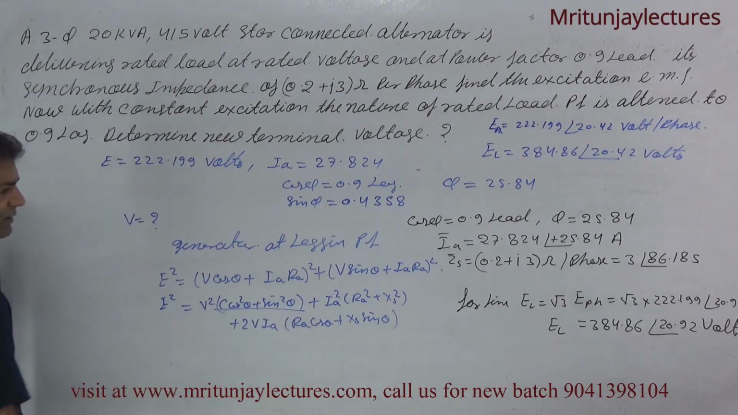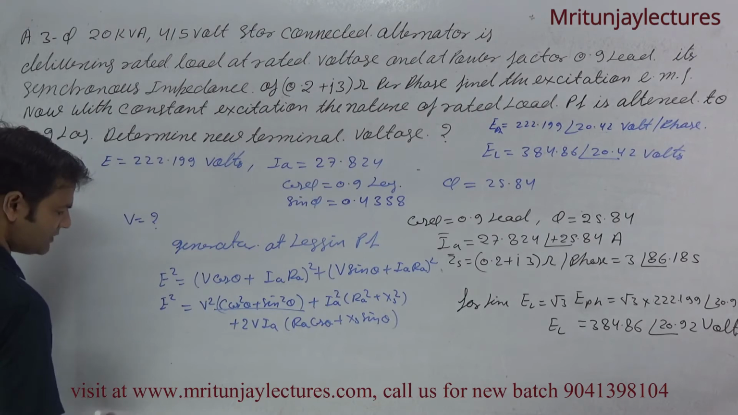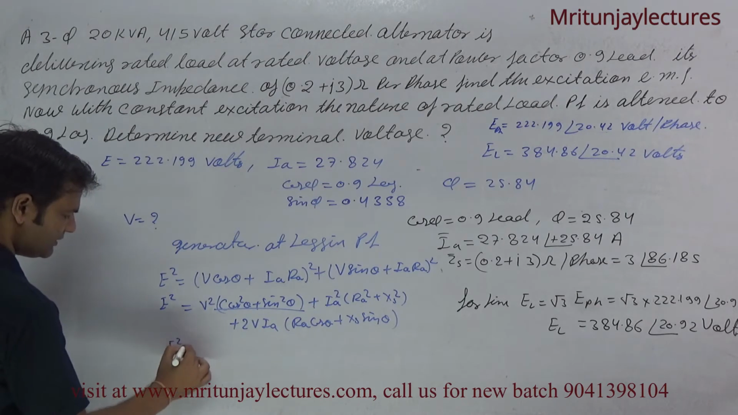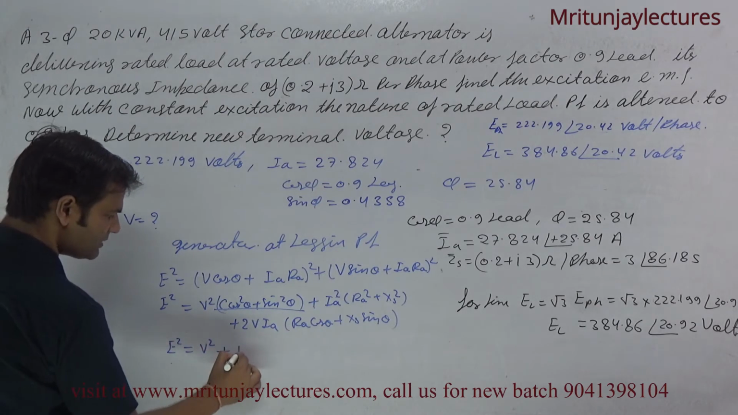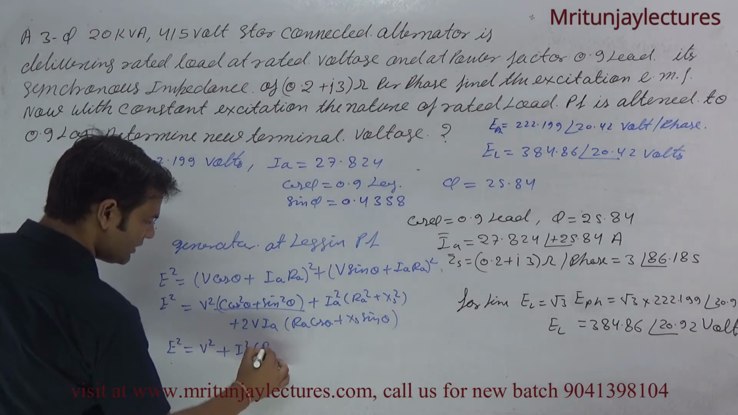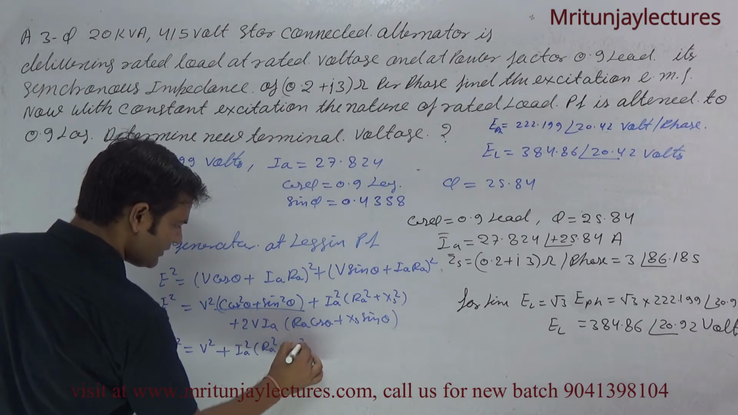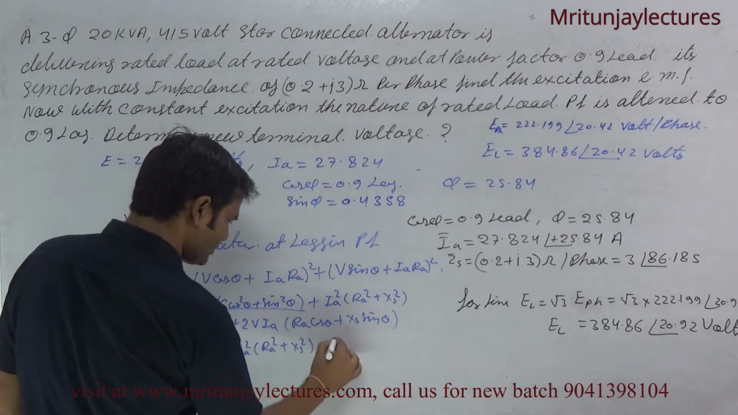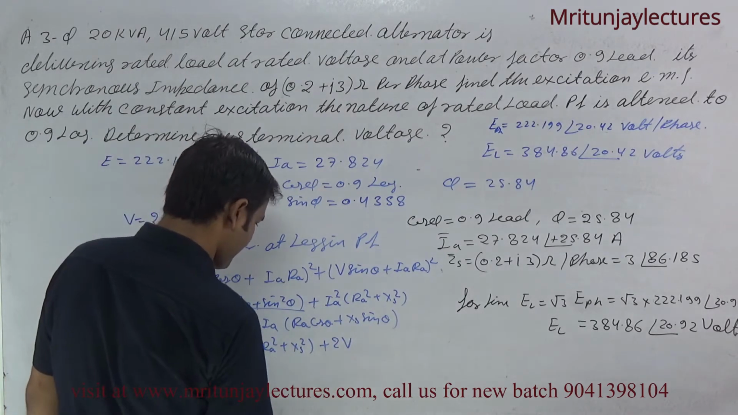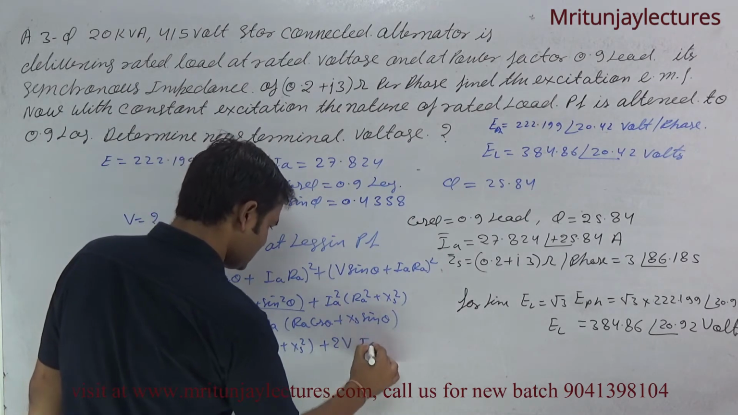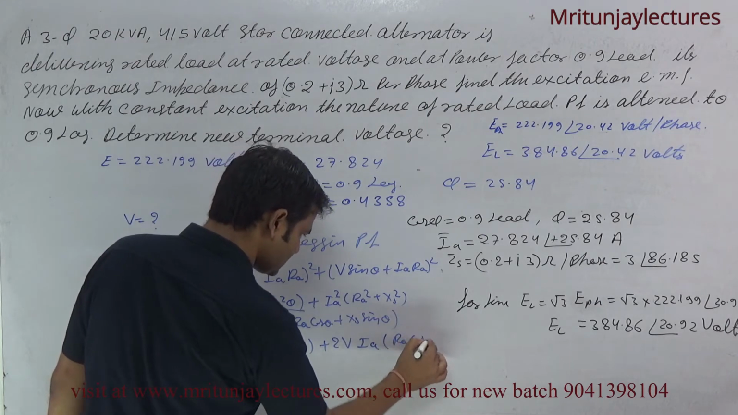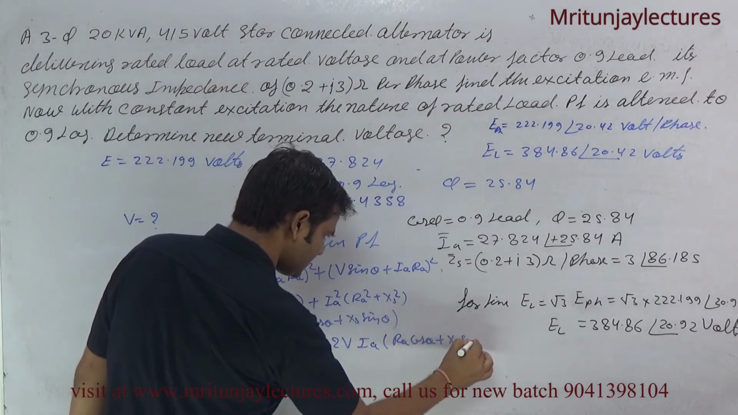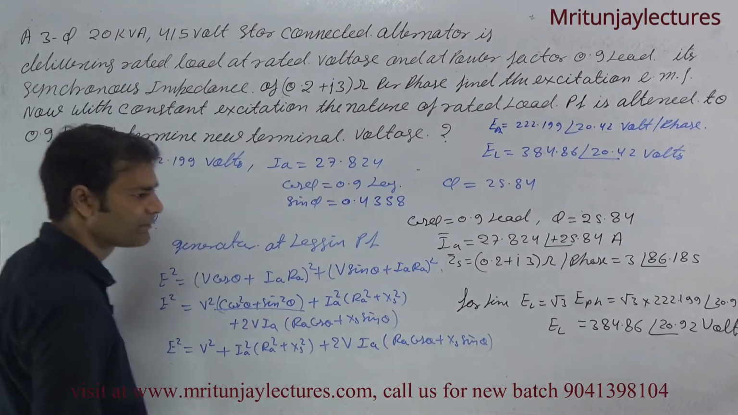This value is 1, this value is 1, so E square is written as V square plus Ia square into Ra square, plus 2 times V into Ia into Ra (cos theta plus sin theta).